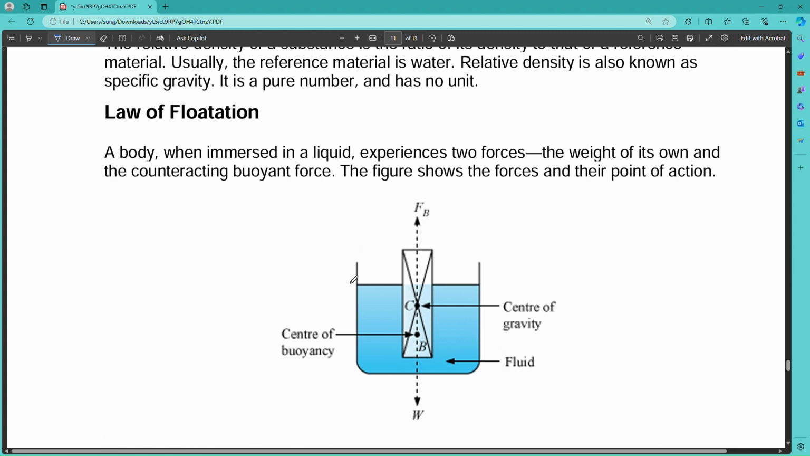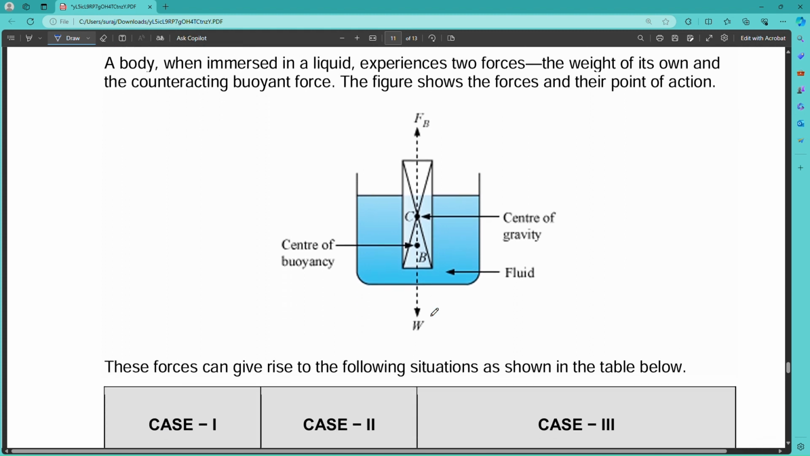Law of flotation says that whenever you put an object inside water or on the water, it will experience two forces: one is weight due to gravity in the downward direction, and the other is the buoyant force given by the liquid. Whenever you put any substance inside a liquid, the liquid will give an opposite force to resist it, that is known as buoyant force. So depending upon this, the object will float or sink.